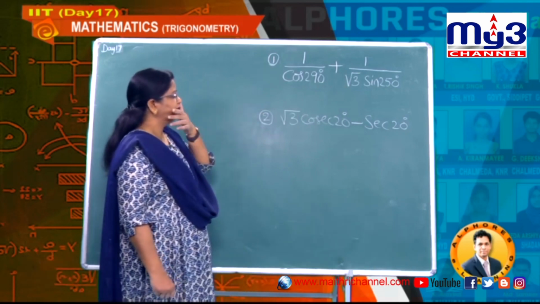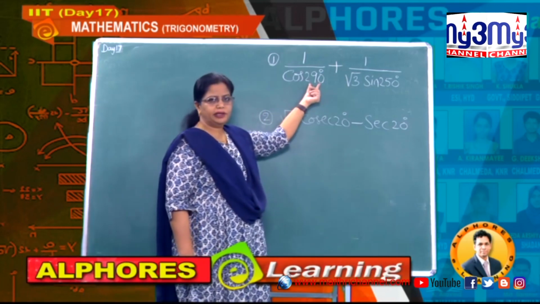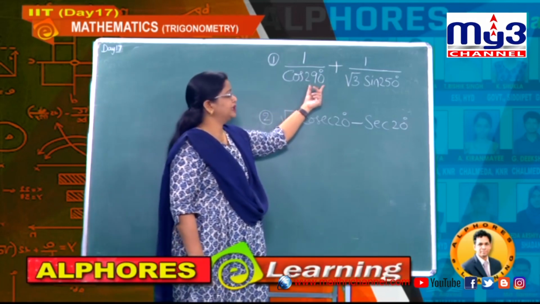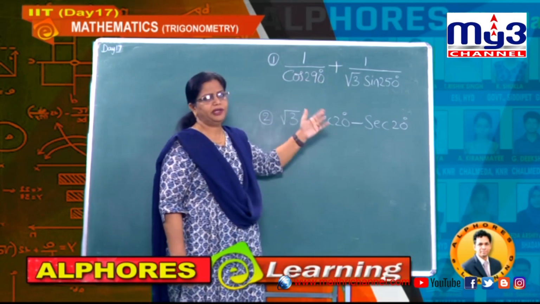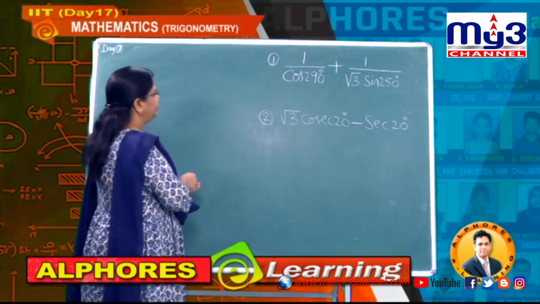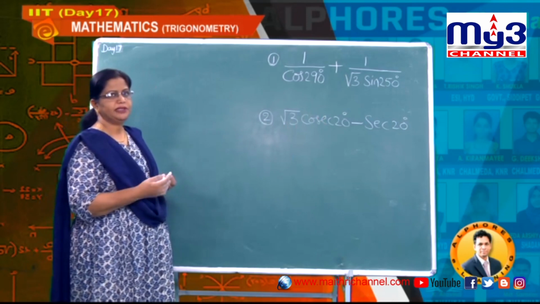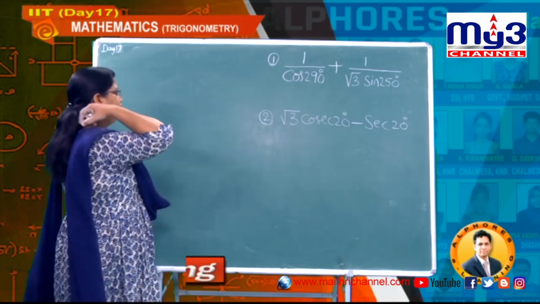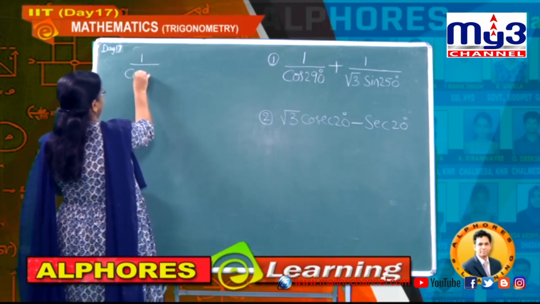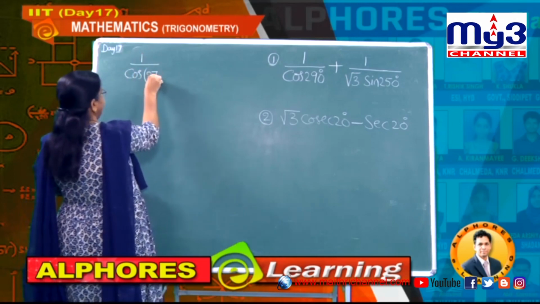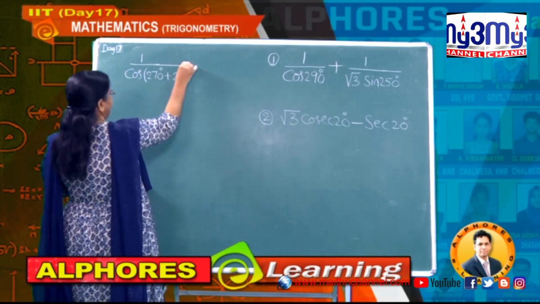Now students, whenever you observe problems having large angles other than acute, the first step is to convert them into acute angles. Here 290 degrees is there; you can use 360 minus, or you can use 270 plus. I am taking the first one as 1 divided by cos(270 plus 20 degrees). Later we will think how to solve the problem.